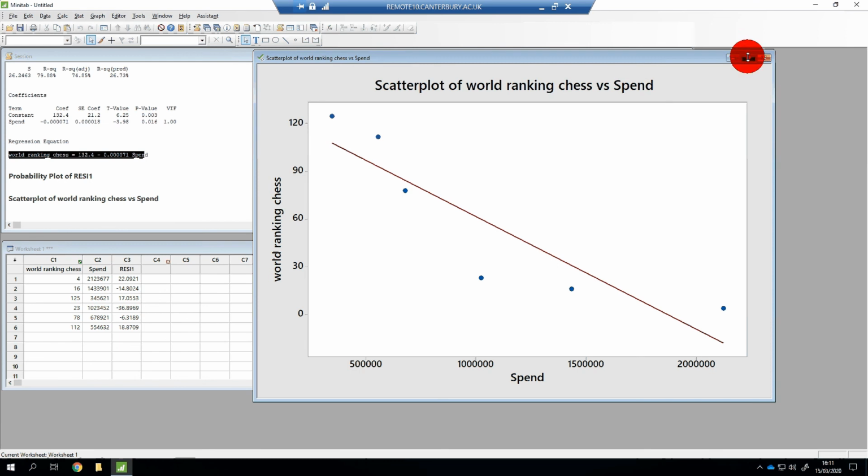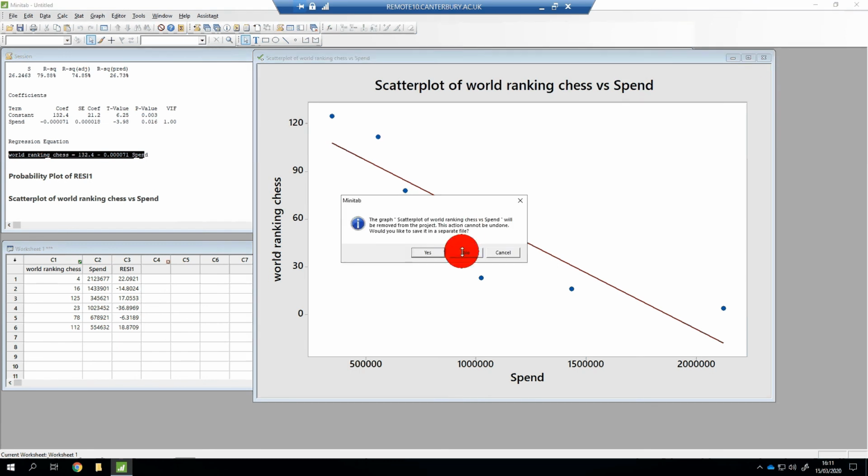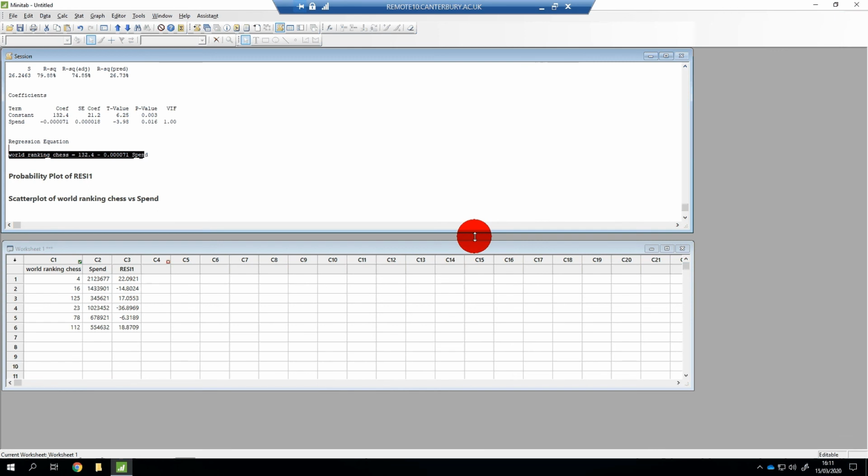Okay, that's the regression tutorial. Like I said, I'll do a short video now on the graphing in Minitab, and that will wrap up the tutorials in Minitab.